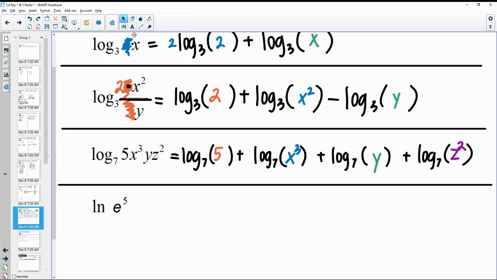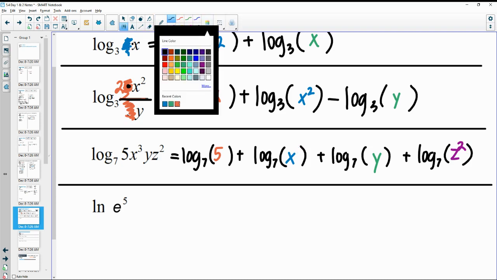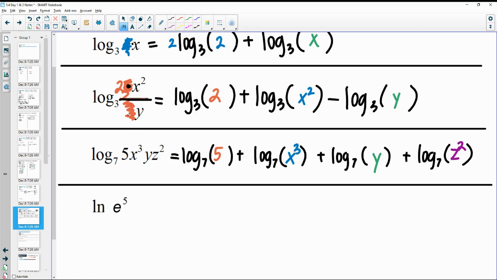So then we'll just deal with these exponents now. So we have in this one, we have x to the third power on the inside. So then we want to take that exponent and move it out front. And then same with the z squared. So we've got a squared exponent there. And so we want to take that squared exponent and use the power rule and move it out front of that logarithm. So then this would be our expanded logarithm.